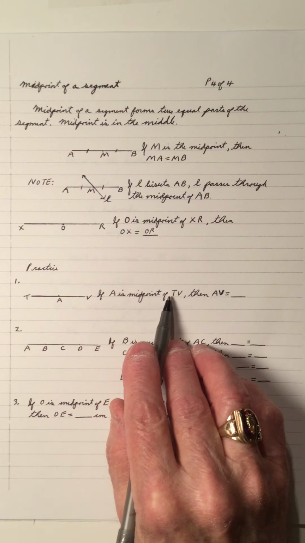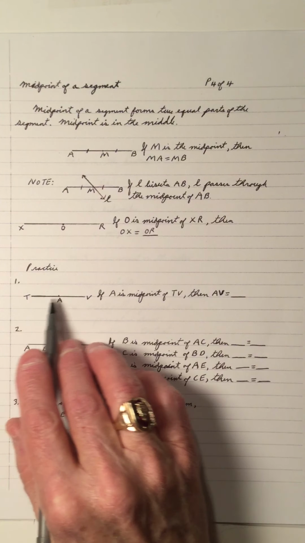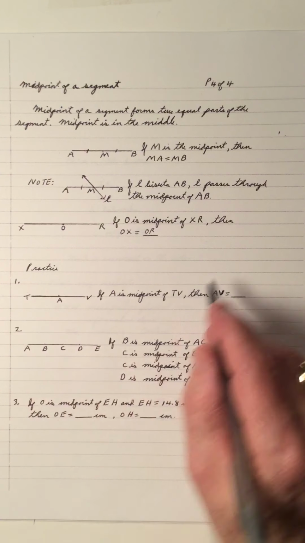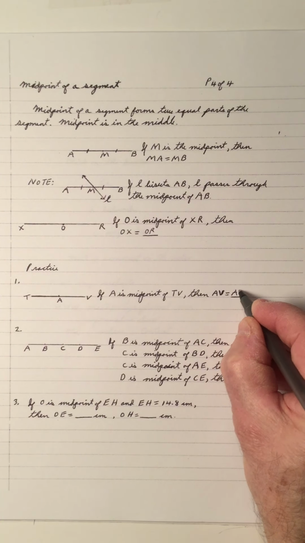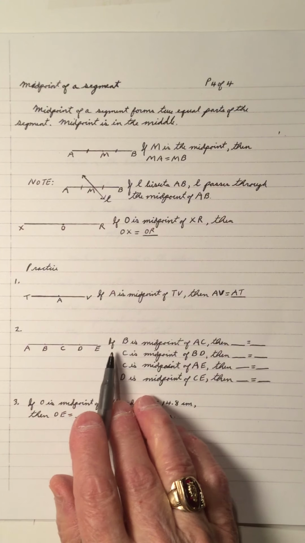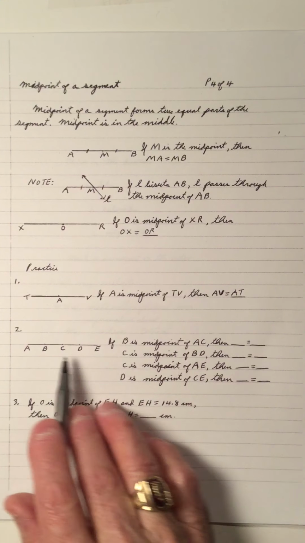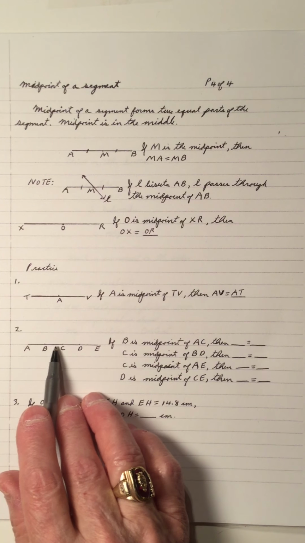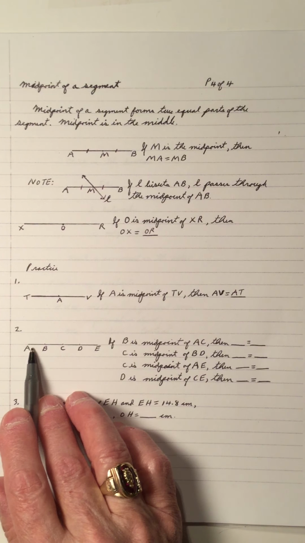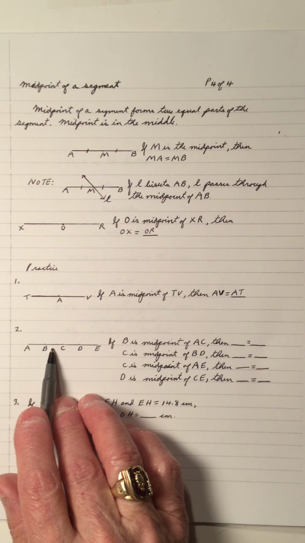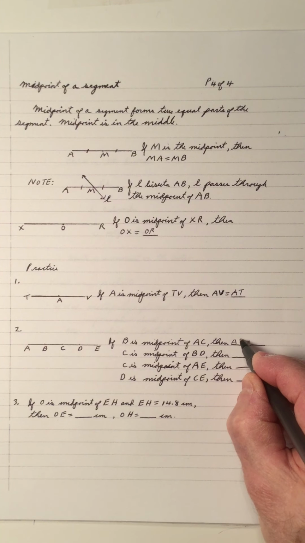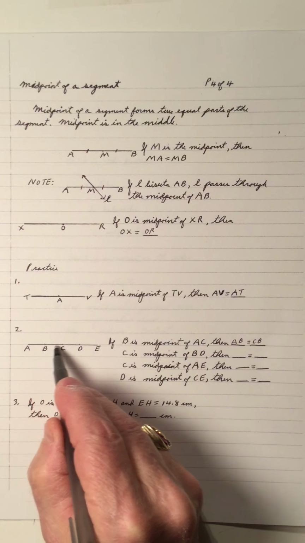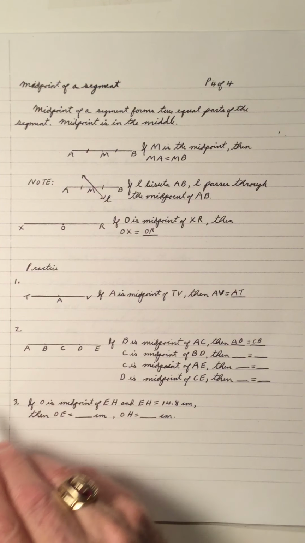Here we go. If A is the midpoint of TV, A is the midpoint of this segment, then AV is equal to AT. Number 2, if B is the midpoint of AC, B is the midpoint of this segment, so that means that AB equals CB.